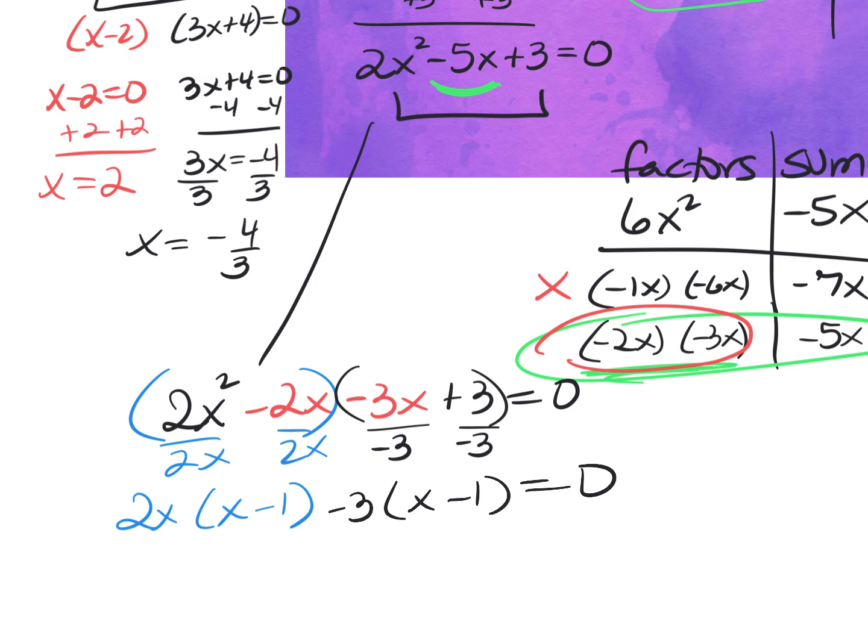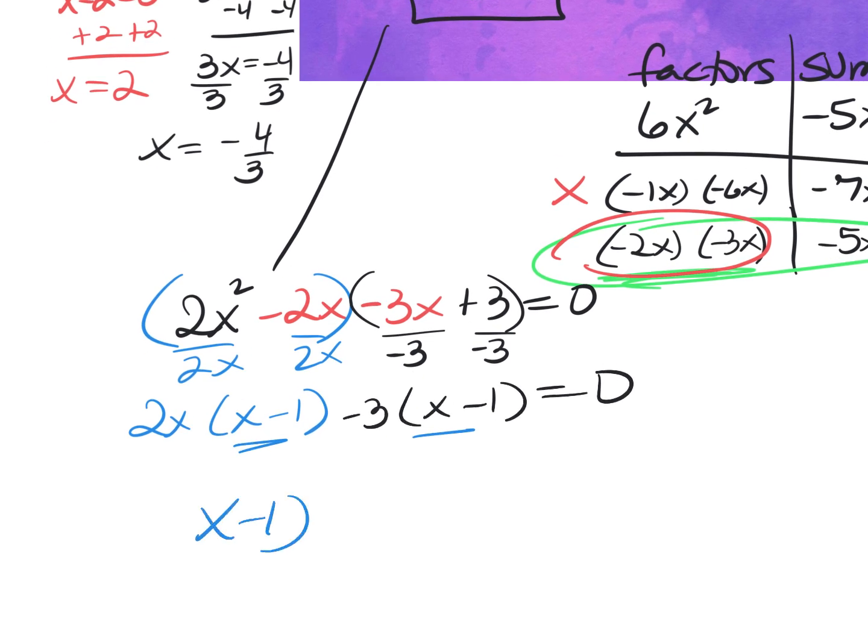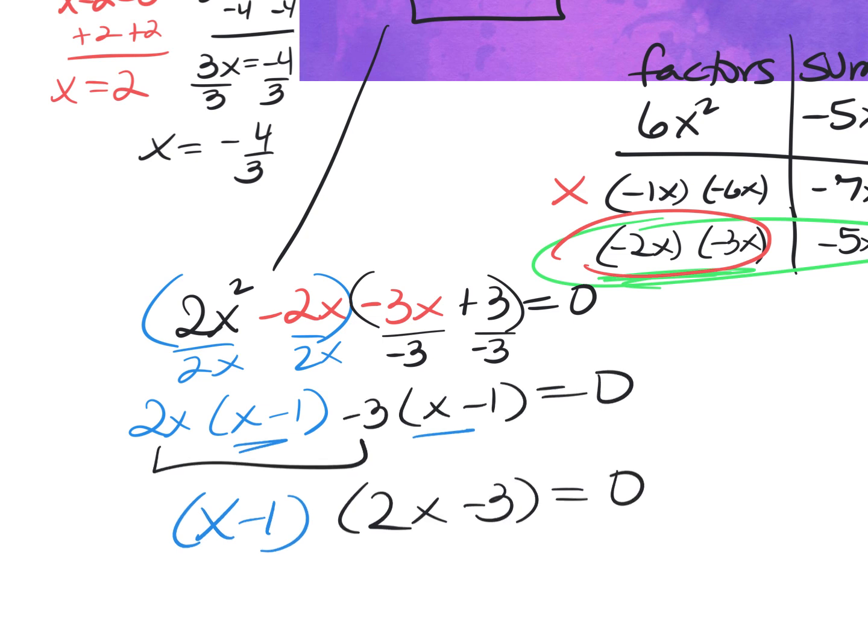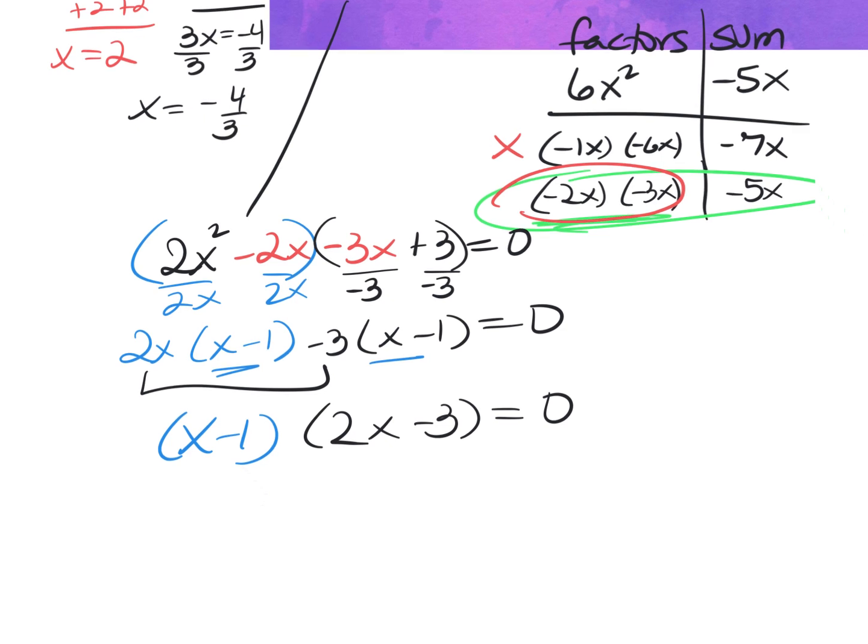So now I take what's the same, these guys, write it once, and then take the two GCFs, and that becomes the second binomial. And again, if the instruction said factor, this is where we would stop. But the instruction said to solve, so we need to set it equal to 0. So take the x minus 1, set it equal to 0. Take the 2x minus 3.